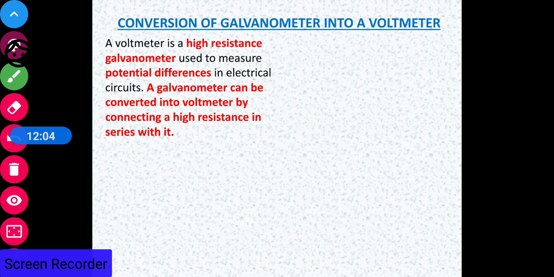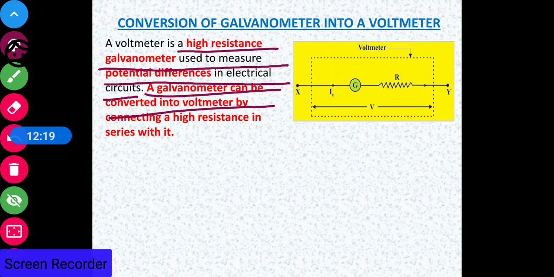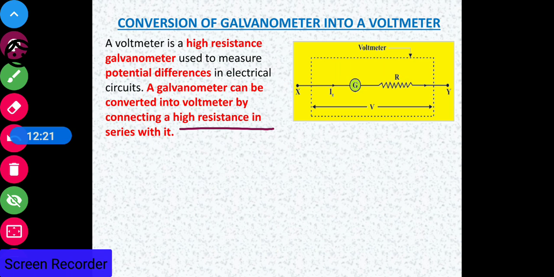Now, conversion of a galvanometer into a voltmeter. A voltmeter is a high resistance galvanometer used to measure potential difference in an electric circuit. A galvanometer can be converted into a voltmeter by connecting a very high resistance in series with it, because the voltmeter is always connected in parallel. For this, the resistance of the voltmeter should be very high.